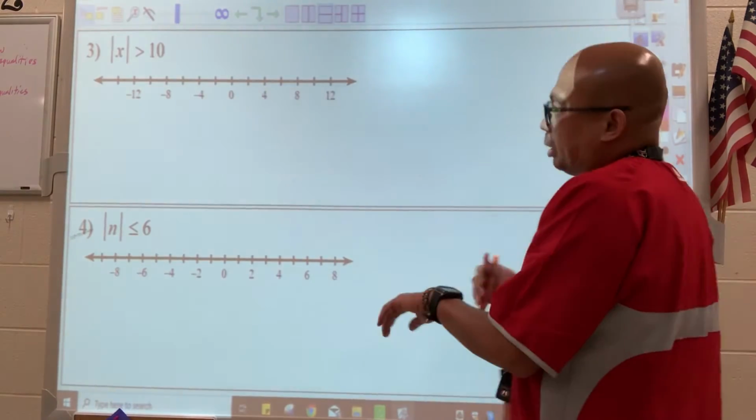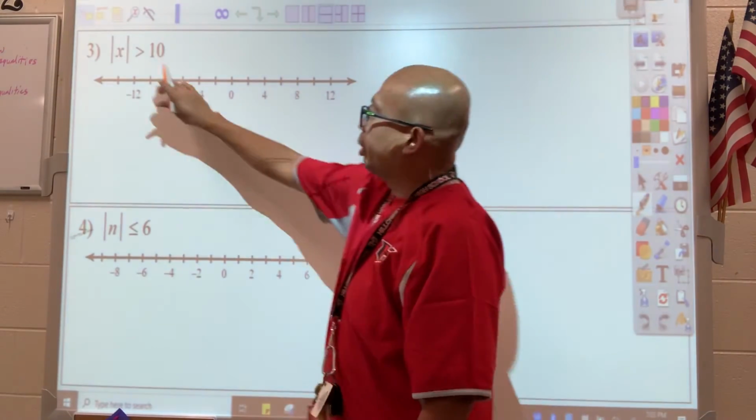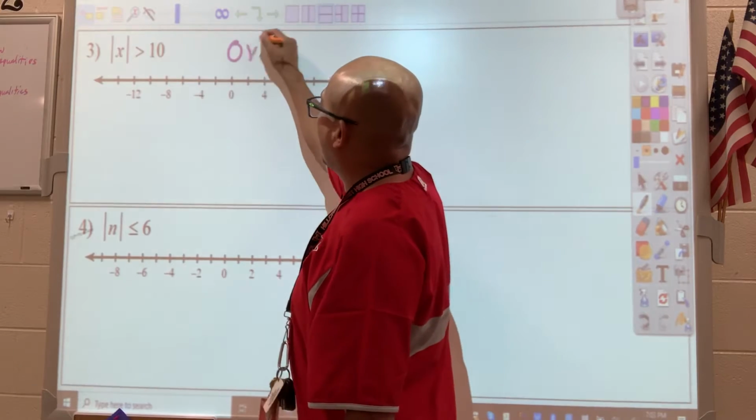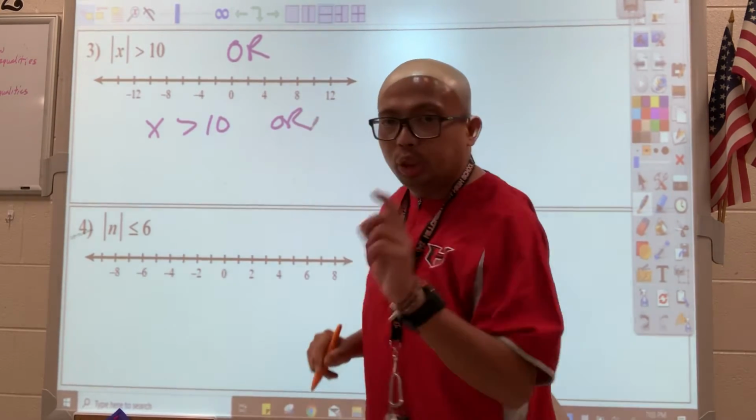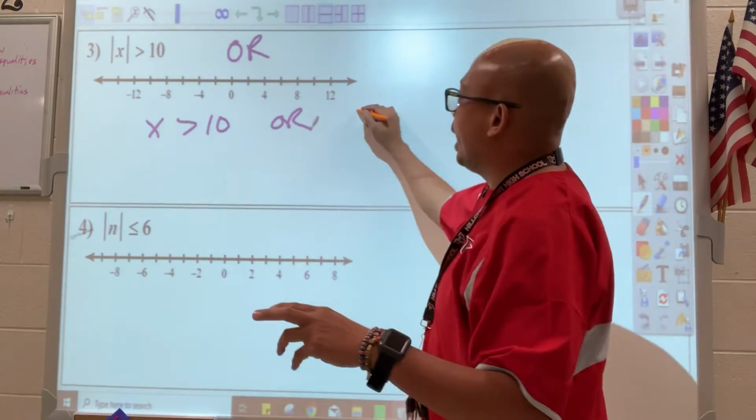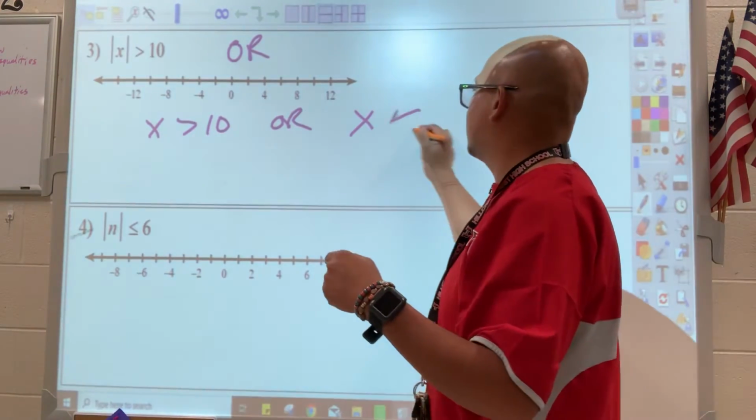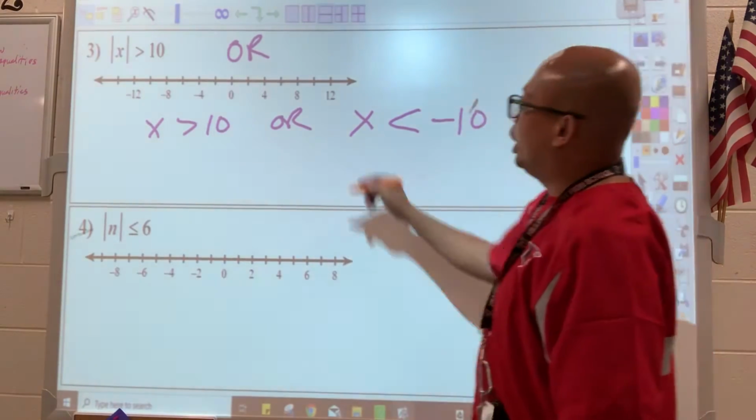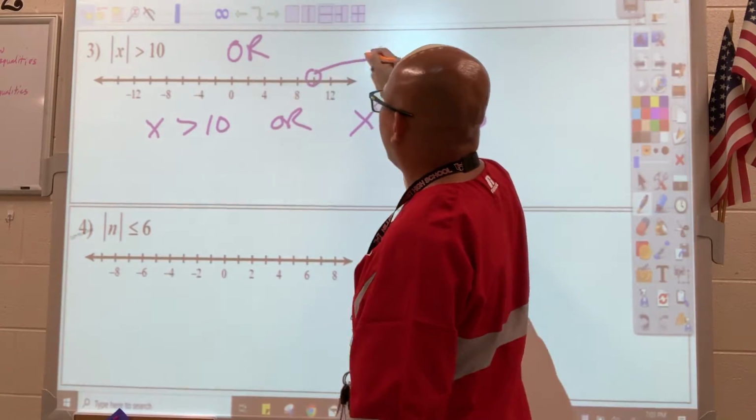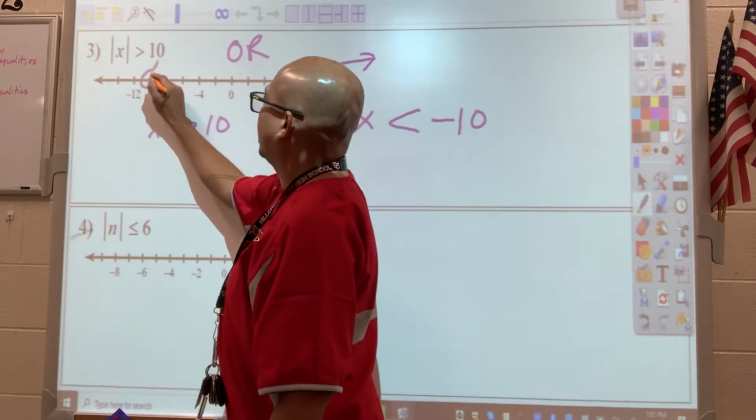Number 3 is the same thing. Since this one here is a greater, it's an or problem, so we can say x greater than 10, or what do we do again with the inequality? X flips to less than and make the 10 negative. So we know the 10 is right here, going to the right. The negative 10 is right here, going to the left.